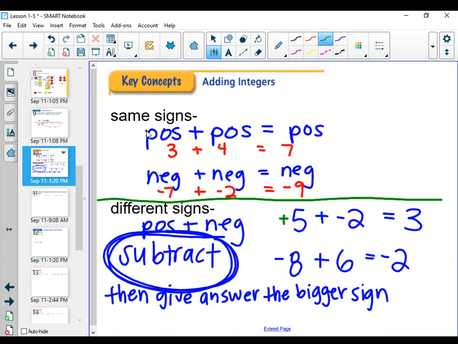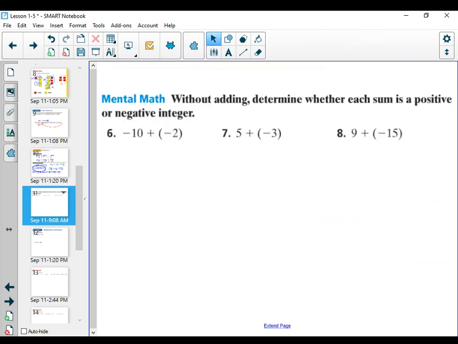If positives are more, then my answer is positive. If negatives are more, then my answer is negative. That is the biggest mistake that 7th graders make. They have no problem subtracting, but they forget to check at the end if their answer should be positive or negative. So actually, before you do any solving, you can do a prediction of what your answer is going to be.